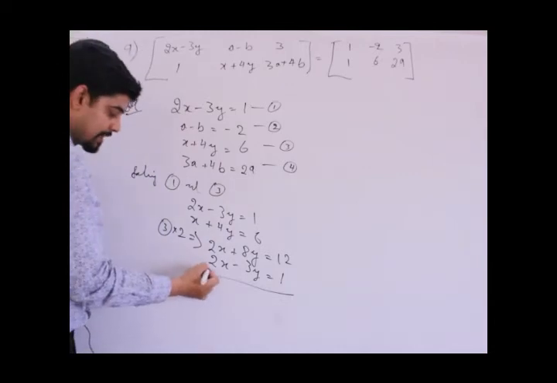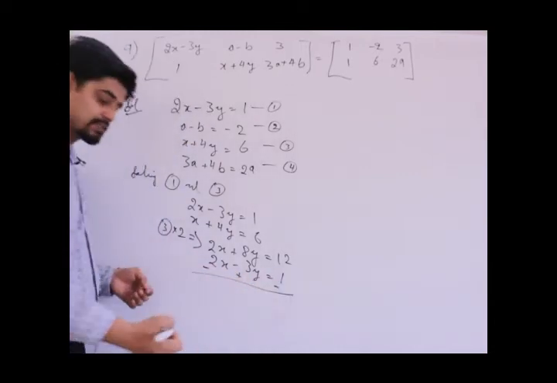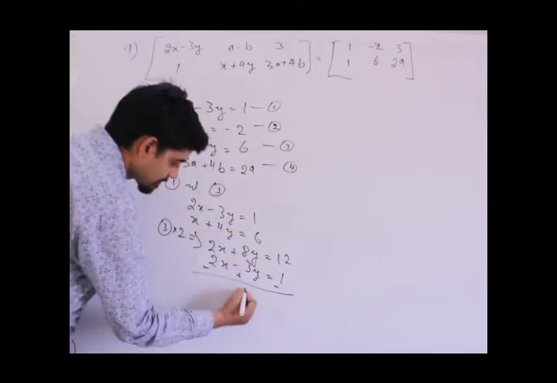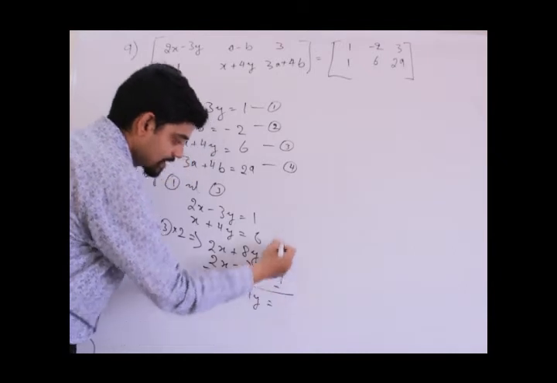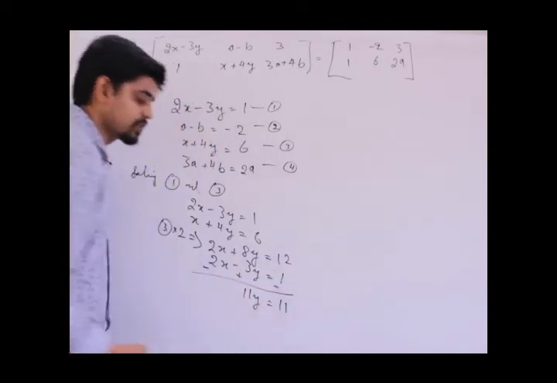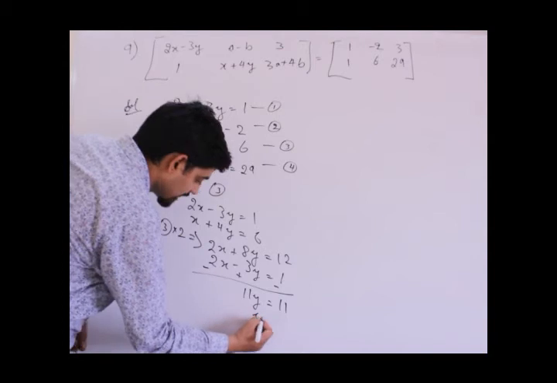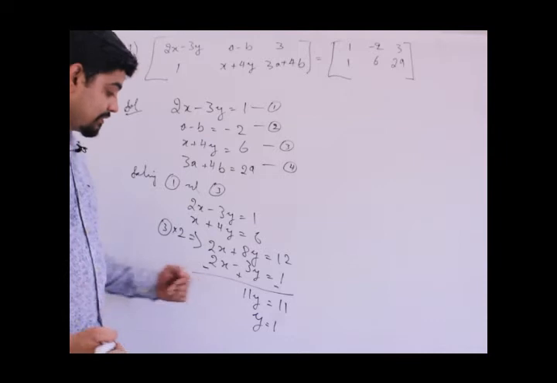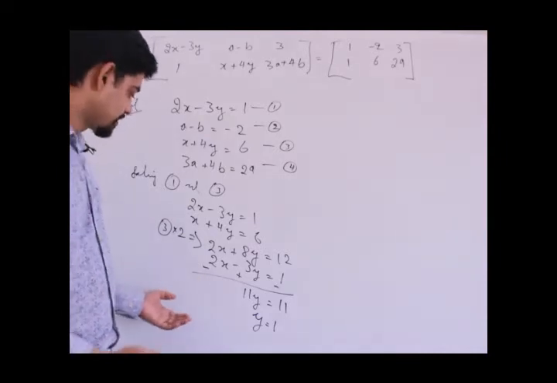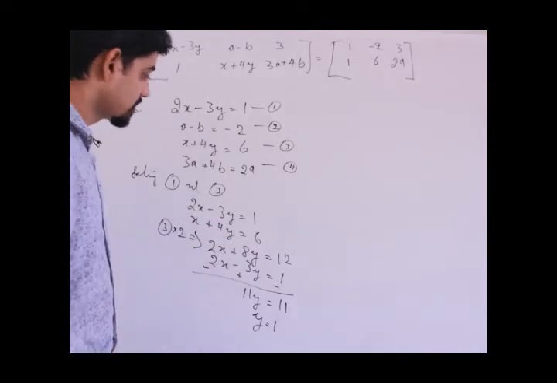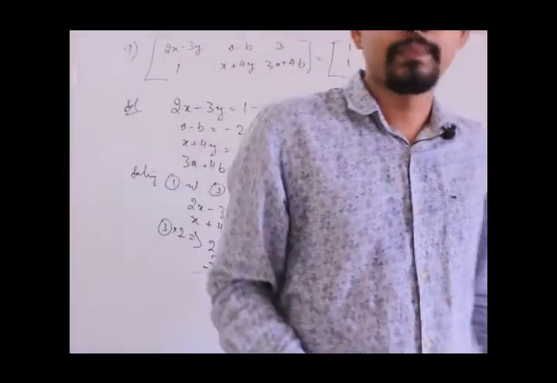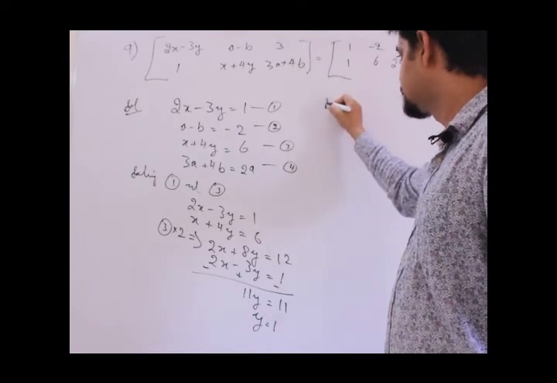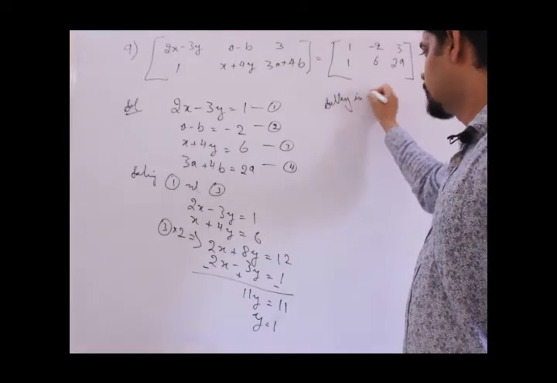Subtract: minus plus and this is minus. Solve it. So what will it be? 8 plus 3, 11y. And this is also 11, since 12 minus 1 is 11. So y is equal to 1. As y is 1, I can solve it again. So substitute it into the equation, substituting in equation 1.